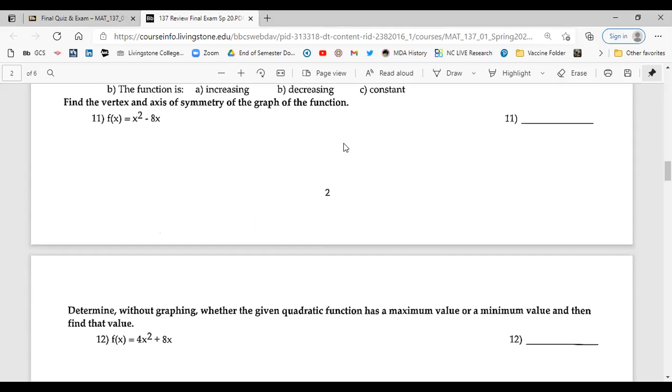Okay, find the vertex and axes of symmetry of the graph. All right, we have here number 11, f of x equals 2x squared minus 8x. Now it says to find the vertex and the axes of symmetry, but I always like to find the axes of symmetry first.